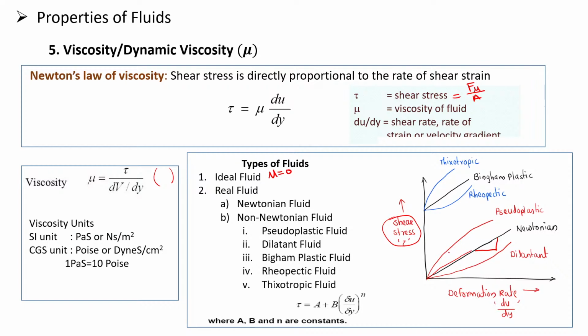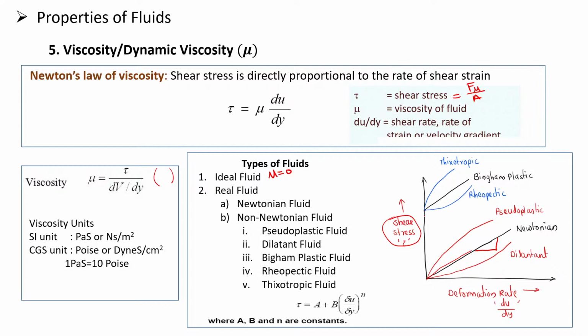For pseudoplastic fluid, you can see the viscosity is changing. Likewise, for the dilatant fluid also, the viscosity is changing. We can see different examples of pseudoplastic fluid and dilatant fluid. For the pseudoplastic fluid, it is blood. For dilatant fluid, the example is butter. Likewise, for Bingham plastic fluid, it is toothpaste.